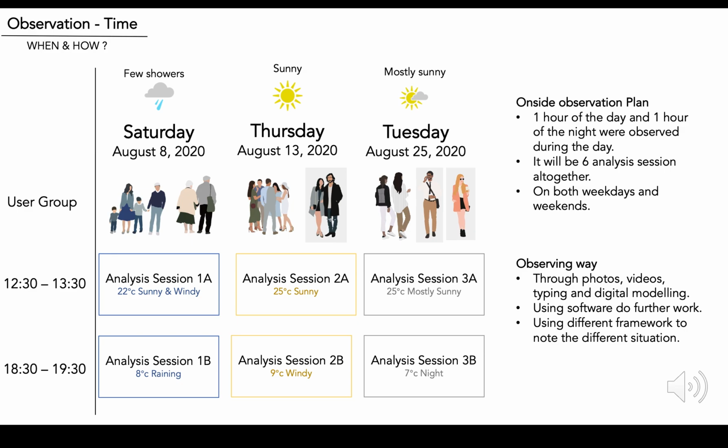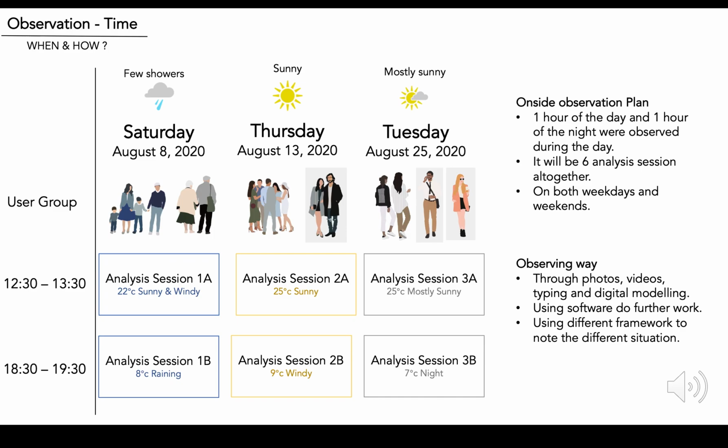The observation plan consists of 6 parts, and the observation time is mainly from 12:30 to 1:30 at noon, and from 6:30 to 7:30 p.m. I went to this cafe for observation on Saturdays, Thursdays, and Tuesdays. On Saturday, there are a lot of families and couples, and on Tuesdays and Thursdays, there are more individuals and younger groups.